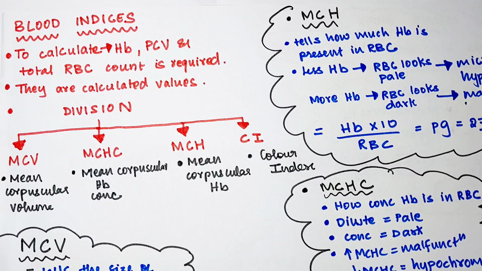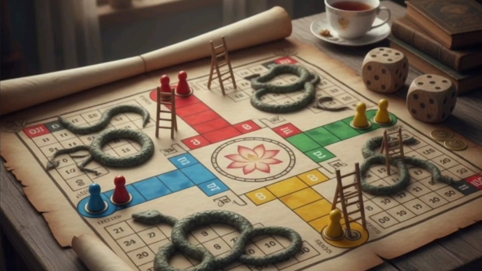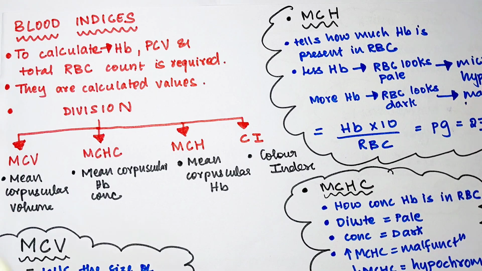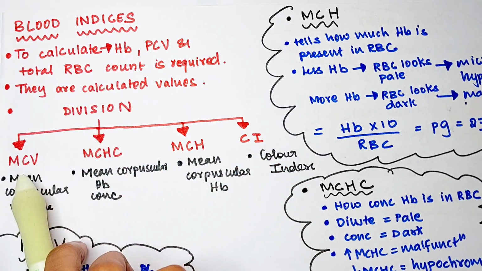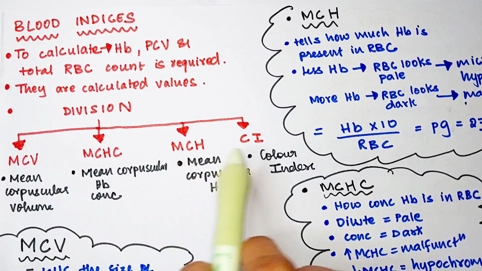Are we talking about the indices that we play in Snakes and Ladders or Ludo or anything? Well, no, we are not talking about those indices. We are talking about the blood indices, that is MCV, MCH, MCHC. Okay, now what Greek and Latin did I just talk?